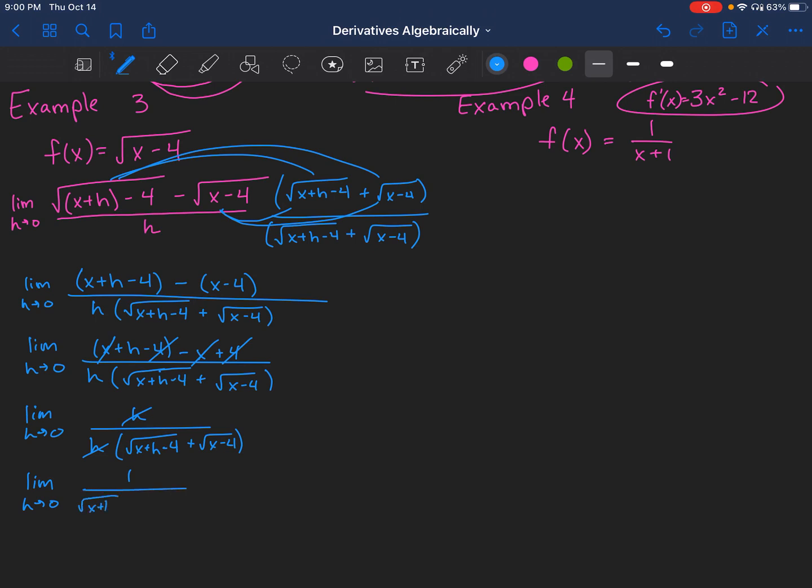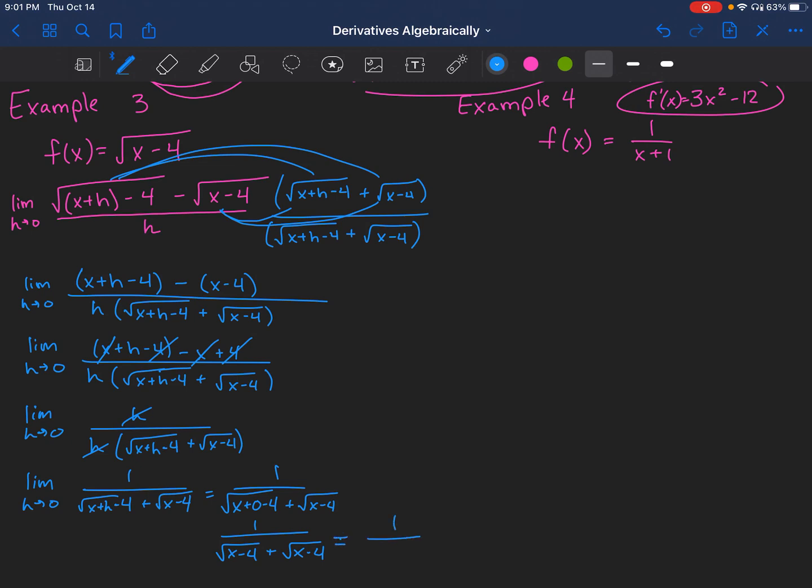1 over the square root of x plus h minus 4 plus the square root of x minus 4. Now, I can plug in 0 for h. What's going to happen there? I'll show you. 1 over the square root of x plus 0 minus 4. It's almost like that 0 doesn't even need to be in there. It's just going to be x minus 4. But then I've got two of them. I've got one square root of x minus 4 plus another one.